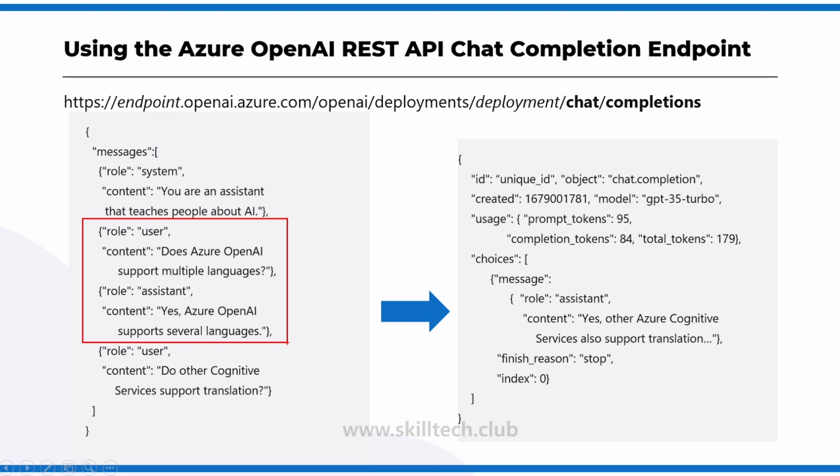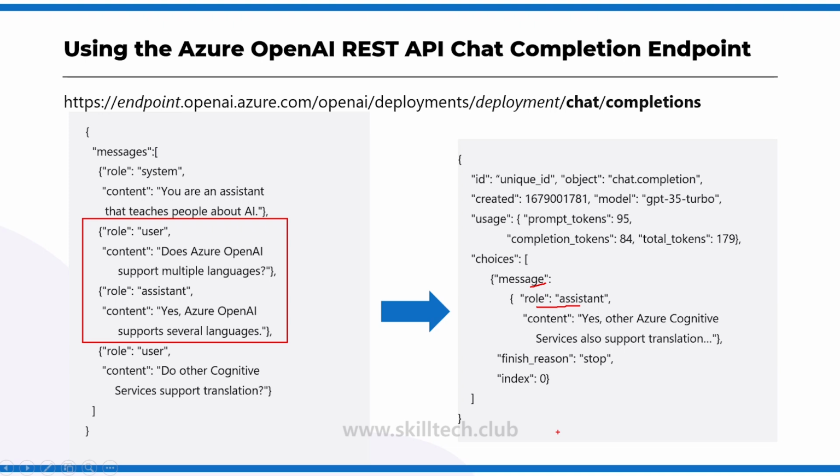As of now, you're specifying a message for the system that you are an assistant that teaches people about AI. Then you're specifying an example user statement, which is, does Azure OpenAI support multiple languages? And you are also mentioning the response which should come from the assistant. After specifying this one-shot example, you give the final content, where the user is asking, do other cognitive services also support translation? If you provide this input as a whole, it's going to give you the completion as a response with the message with the role assistant, and it's going to show you yes, the other Azure Cognitive Services also support translation.